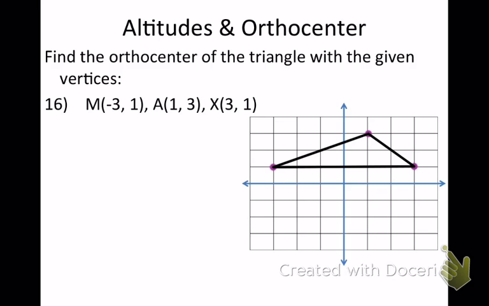All right, looks like most of us have it here. Which one is the easiest one to start with first? Yeah, the horizontal line is always the easiest one to start with. So MX, I can draw out my altitude right there. There's the altitude. Next one, a lot of you did AX. That's great. The slope of AX is -1, which means my perpendicular slope is going to be +1.